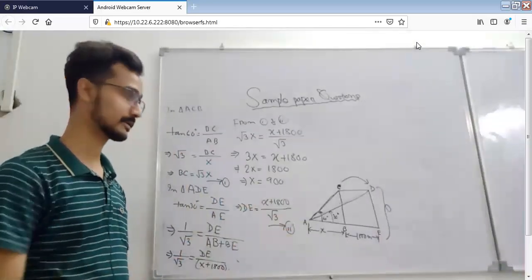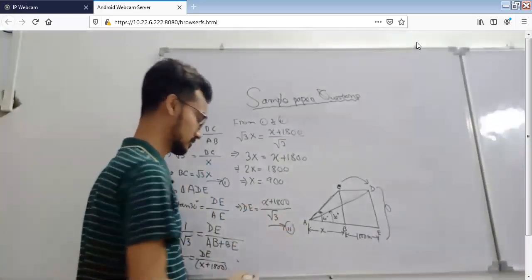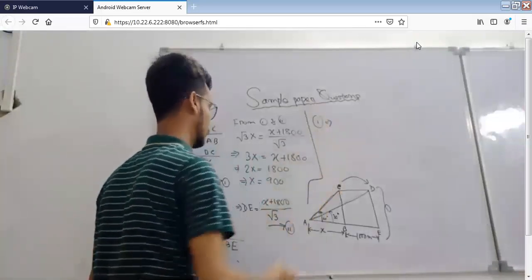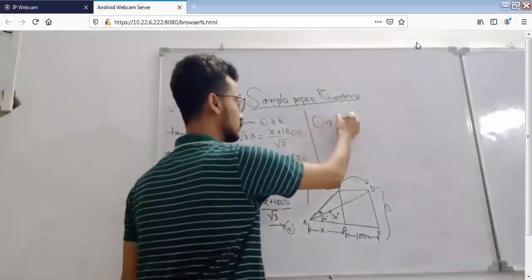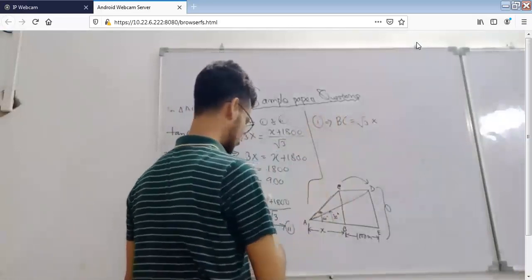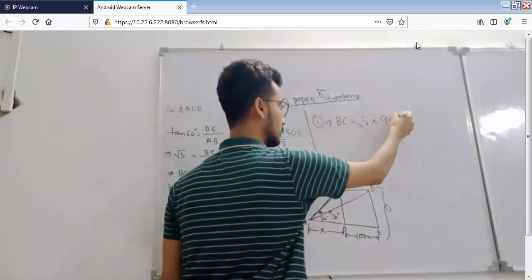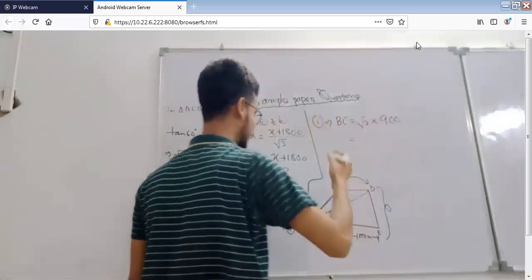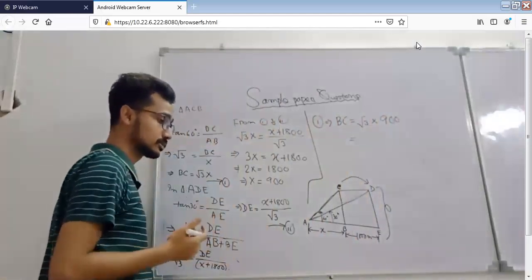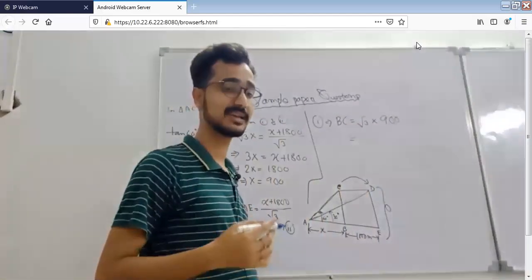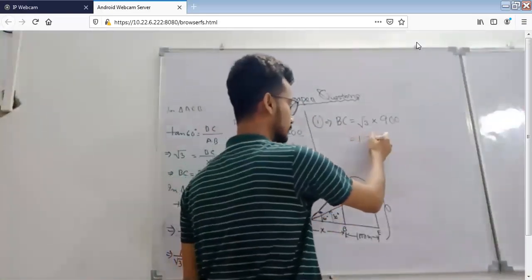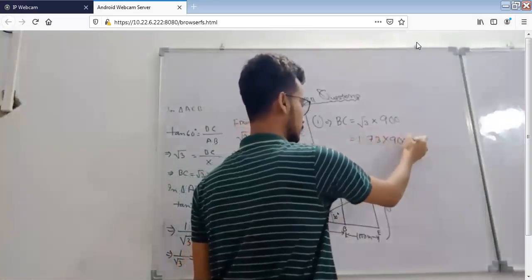Now all of you put the value here. Okay, so write down from 1, this is your BC. So BC will be equal to root 3 into, what is the value of x here? 900. Now approximately what is the value of root 3? I have already discussed this in the first class. The value of root 3 is 1.73 approximately, and you have to take the approximate value. Okay, so 1.73 into 900 meter.